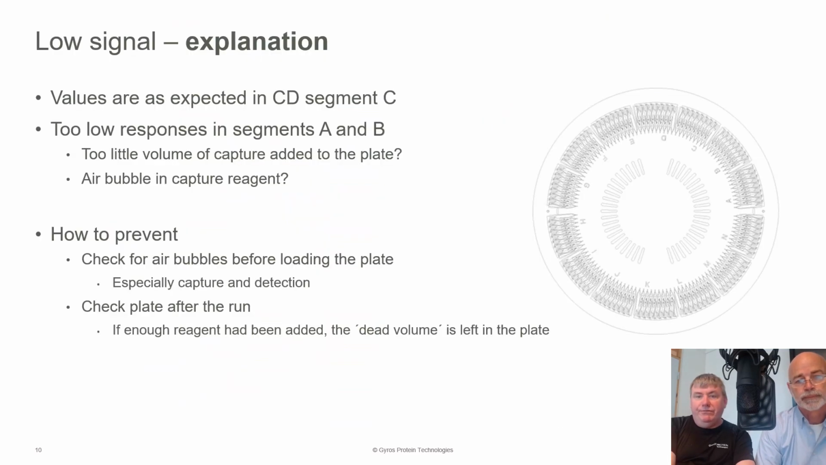So the explanation for this is the values are expected in segment C, and the responses can be seen in segments A and B. So the probable cause for this is too little volume of the capture added to the plate, or maybe there's an air bubble in the capture reagent. That's correct, and so certainly the first thing you'd want to do is go ahead and rerun this assay, making sure that there were no bubbles in the plate.